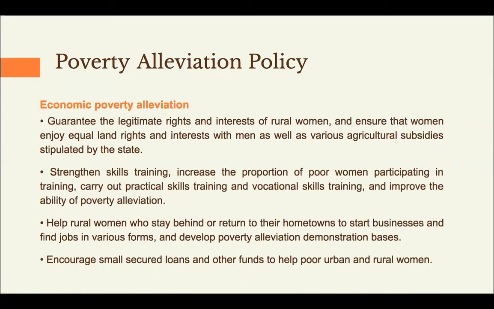Next, strengthen skills training, increase the proportion of poor women participating in training, and carry out practical skills training and vocational skills training to improve their ability to escape poverty. The third point is to help rural women who stay behind or return to their hometowns to start a business and find a job in various firms, and to develop poverty elimination demonstration bases. The next is to encourage small secured loans and other funds to help poor urban and rural women.